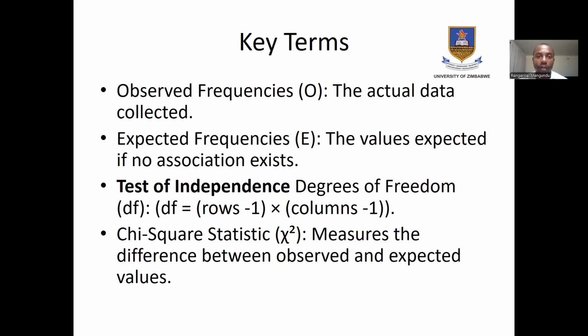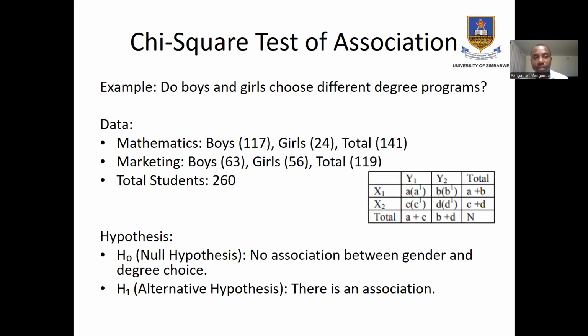There are some key terms that we may want to learn as we do our calculations. That is the observed frequencies, the actual data collected: how many girls actually enrolled for the mathematics program, how many did we expect? And in our test of independence, there are degrees of freedom. We are going to use this in calculating our critical value later on. And finally, the main man, the chi-square statistic. It measures the difference between observed and expected values.